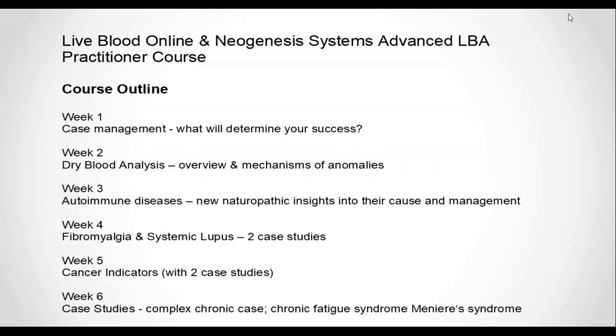And then in the last lesson, these are just 3 detailed case studies. So one is of a very complex chronic case, one is of a case with chronic fatigue syndrome, and one with Meniere's syndrome. Now here we look at before and after live and dry blood analysis images, how the cases were assessed and analyzed, and also how they responded to the interventions that we used. Now this lesson is basically to show how some of the guidelines from earlier lessons were implemented and applied to make complex cases easier to manage.